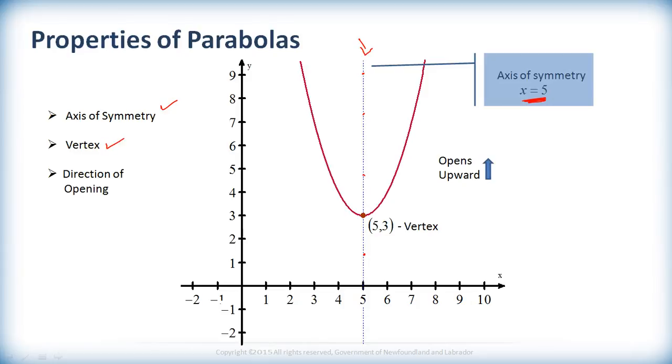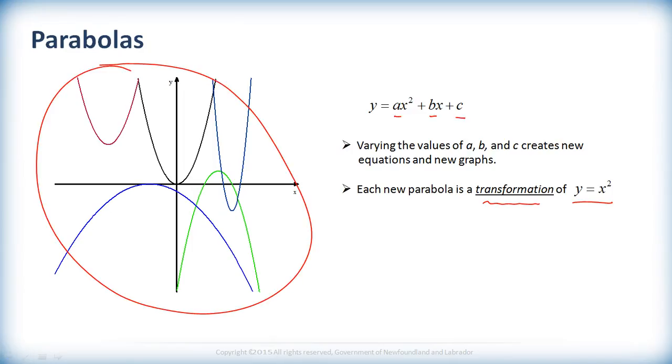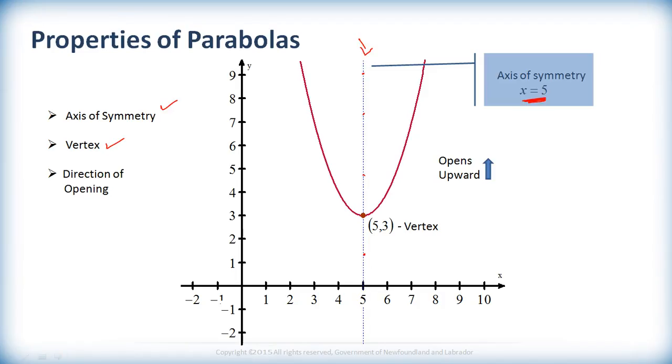The second thing to notice is they all have a vertex. Even if you look back at some of the other examples we have, whether they open up or down, there's always that one point that's at the very bottom of the parabola or the very top of the parabola. So it just depends on which way we go with it. This one has what we call a minimum value because there's that point at the bottom, but that's called the vertex, and all parabolas have one. And then there's the direction of opening. They either open up or they open down. This one opens upward. It's closed on the bottom, open on the top, so we say it opens up.